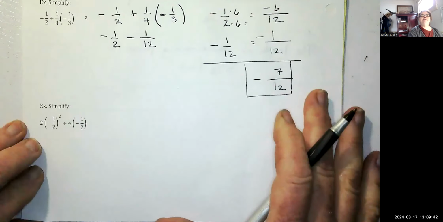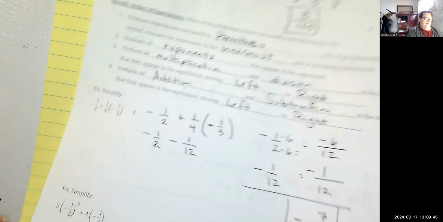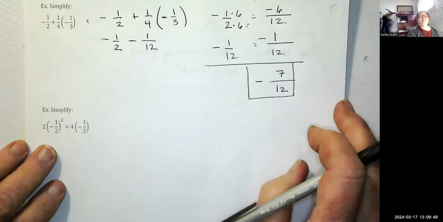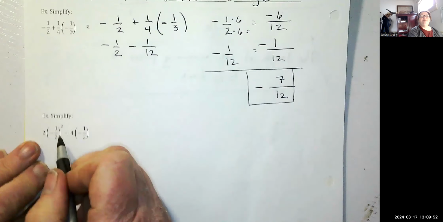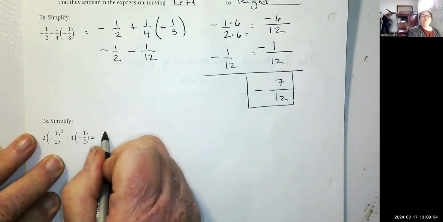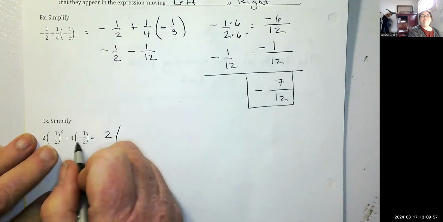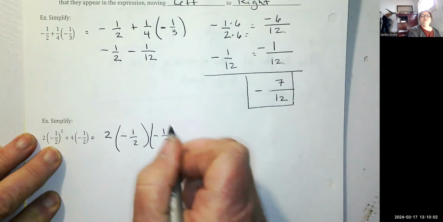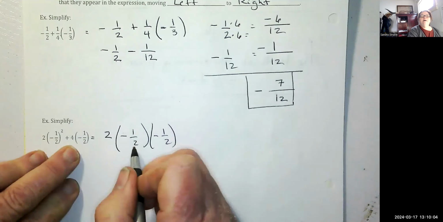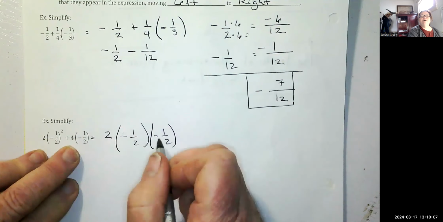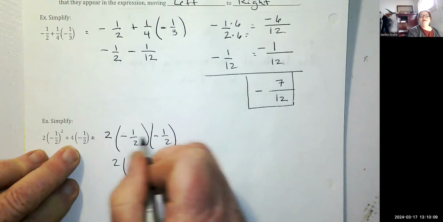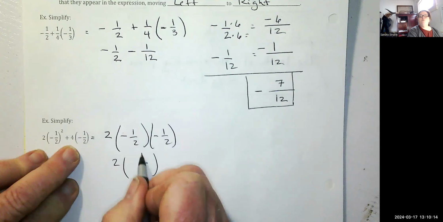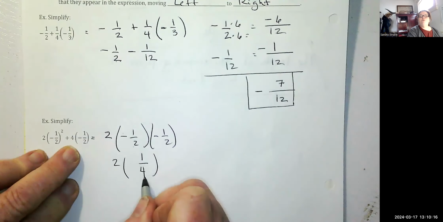All right, simplify. I've got some more space here. Well, we don't have any parentheses to deal with. We do have exponents to deal with. So I'm just going to keep the 2 out to the side, and I've got negative 1/2 times negative 1/2. I'm going to do that first. And then I can bring that. So negative times a negative is a positive. So that's going to be gone. 1 times 1 is 1. 2 times 2 is 4.